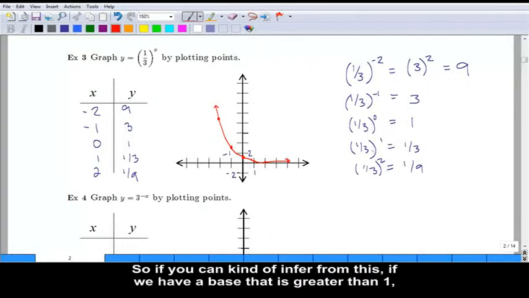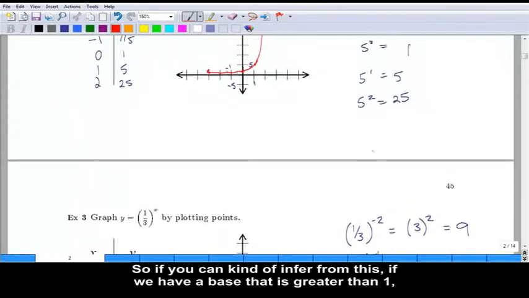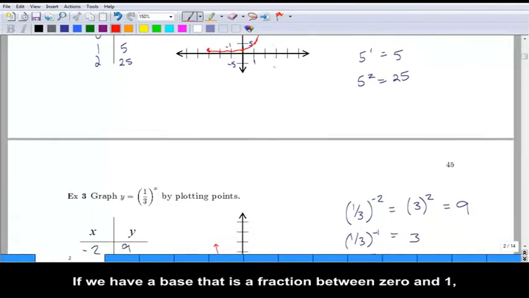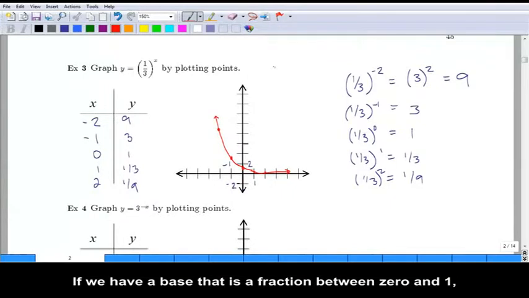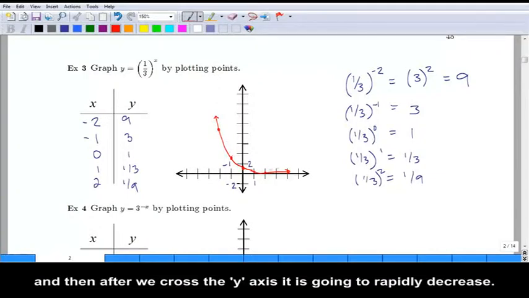So if you can kind of infer from this, if we have a base that is greater than 1, then we're going to have this rapidly increasing function. If we have a base that is a fraction between 0 and 1, then this is going to rapidly decrease. Again, it's going to start high, and then after we cross the y-axis, it is going to rapidly decrease.